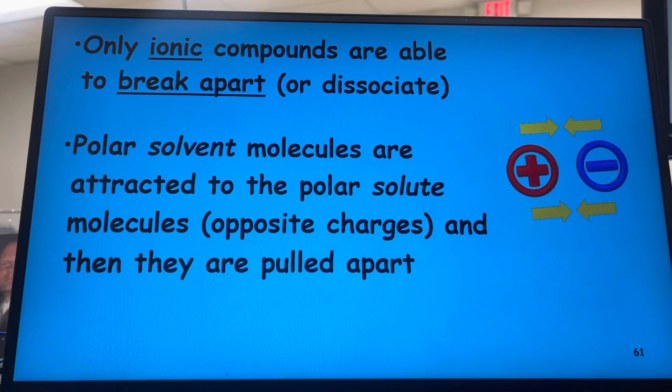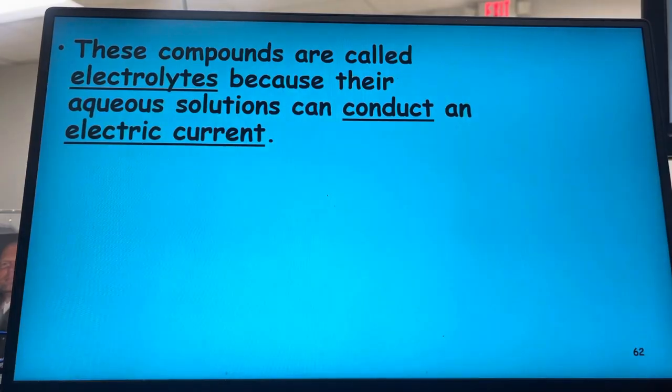Polar solvent molecules are attracted to the polar solute molecules, and they pull apart. Imagine sodium and chlorine. Imagine this is sodium, Na, from the periodic table, it's a cation, it's positive, and this is your chlorine, it's an anion, it's negative, okay? They're going to get pulled apart by the solvent, okay? And then they become something called electrolytes because they can conduct electricity. But we learned that already. We learned that last semester when we learned the difference between ionic compounds and covalent compounds, okay? So in a solution, they become an electrolyte.